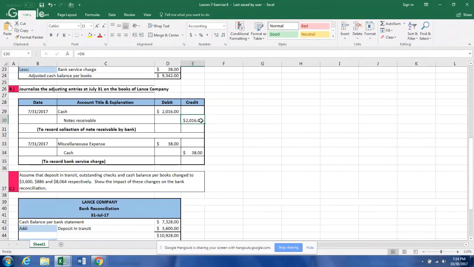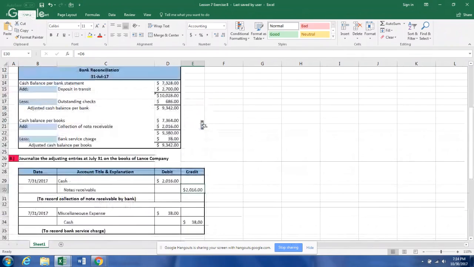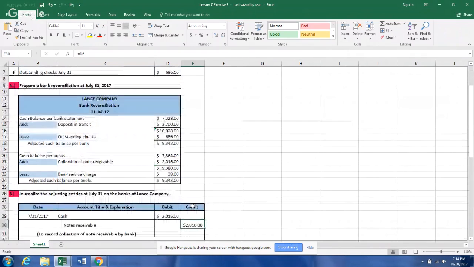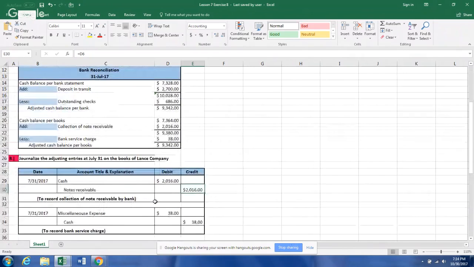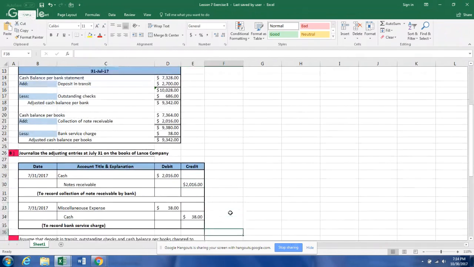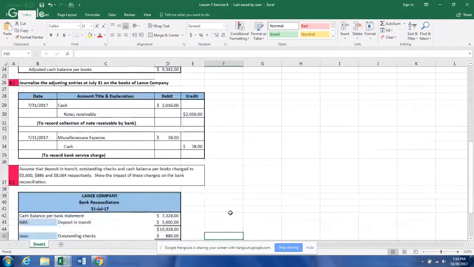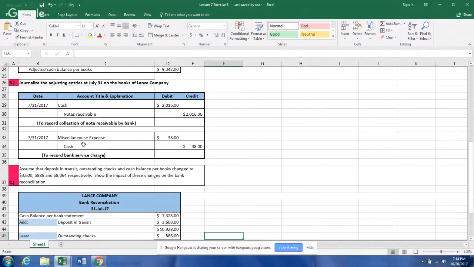And what I did was just pull my numbers from the top to make sure that they equal out correctly. And that's to record the notes receivable collected by the bank. The second entry that you have to enter is the bank fee. We entered this as miscellaneous expense. They can have different account names. I know with my company, it's just a bank charges account, but for this one, just use miscellaneous expenses, and it's debited at $38, and then you have to credit cash for $38 because that's how you're paying the fee.